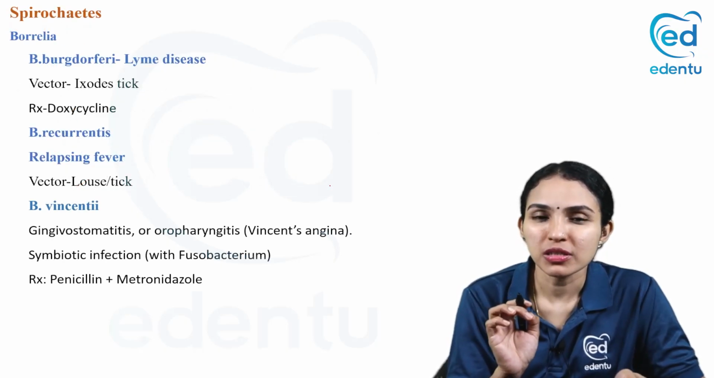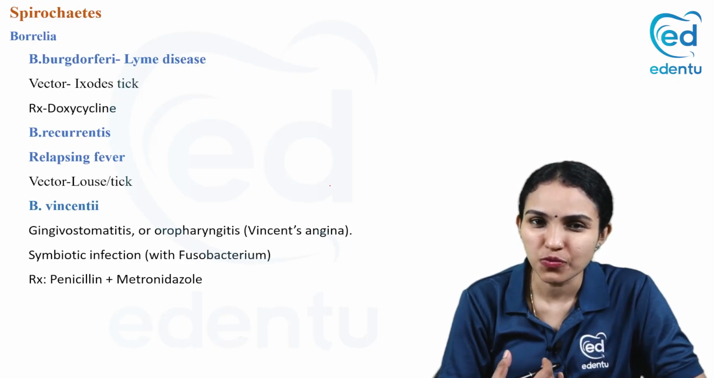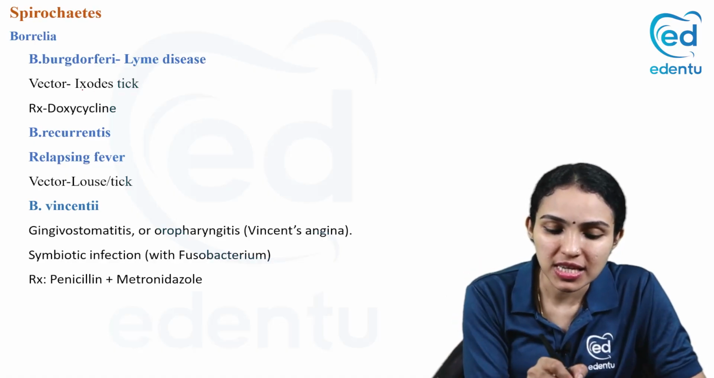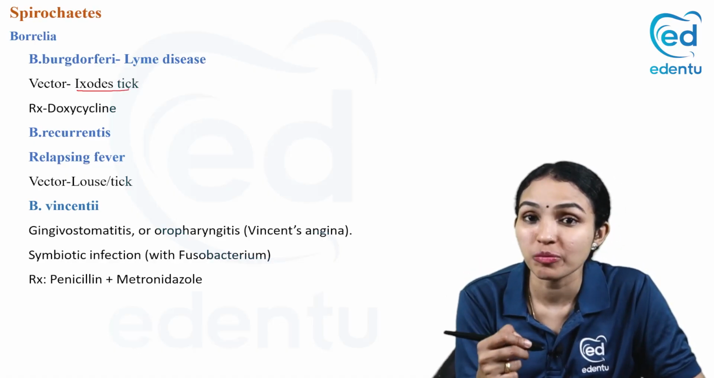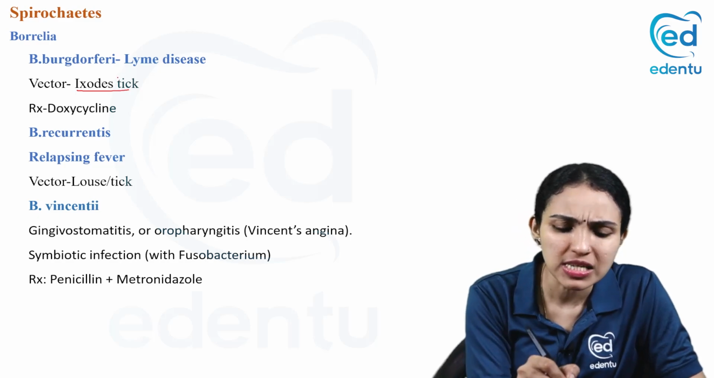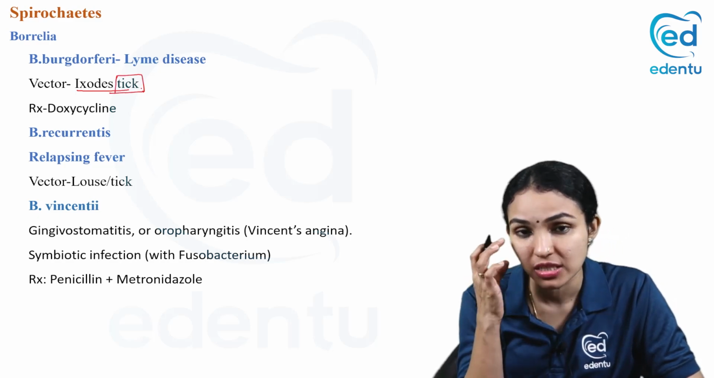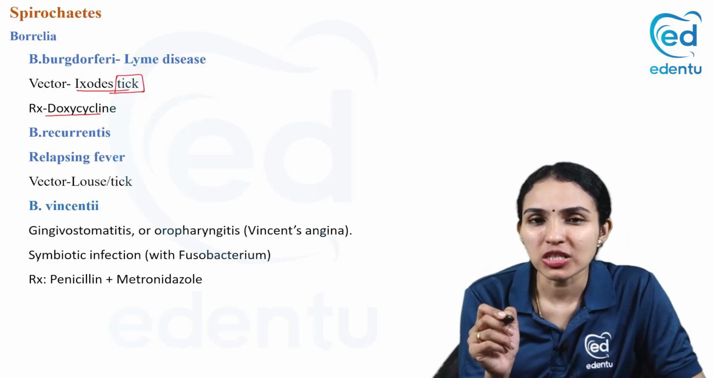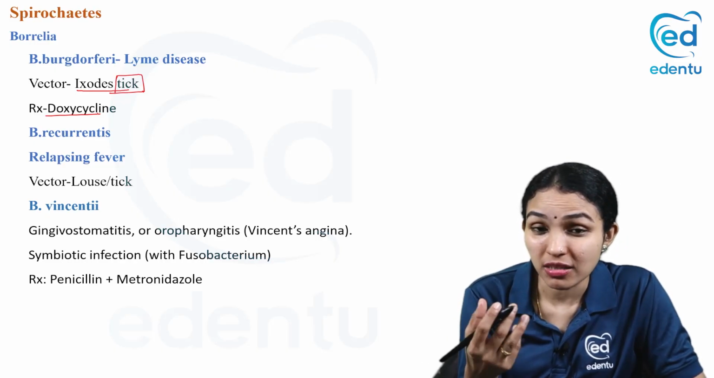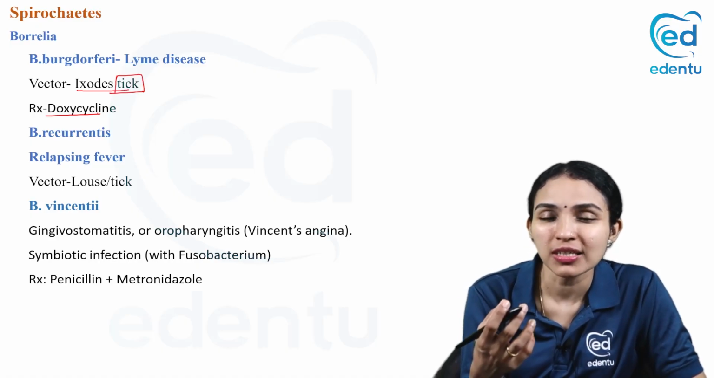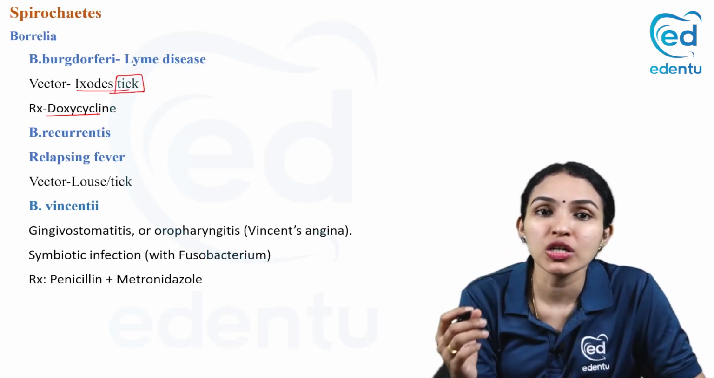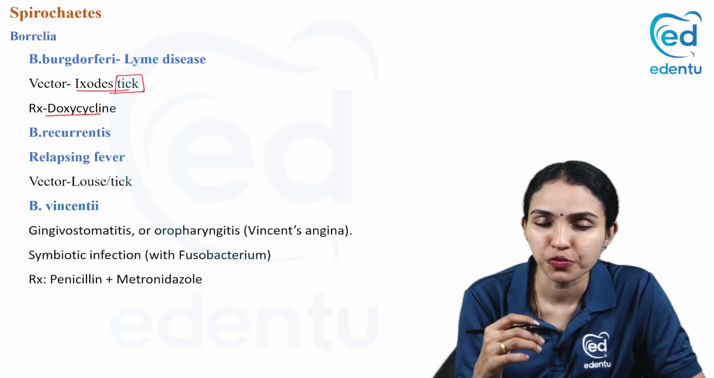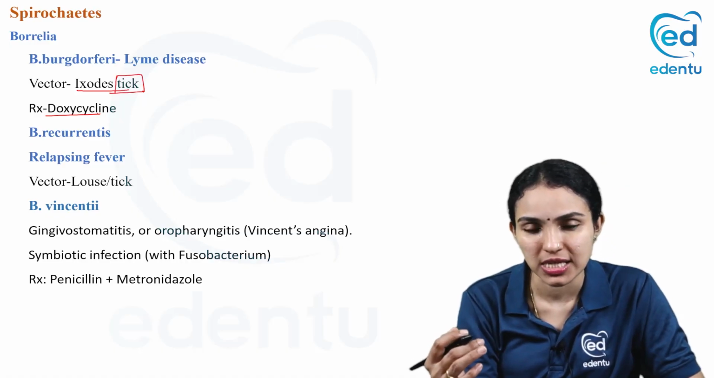We have to remember the causative agent of each of these conditions if this is asked for a short note. Lyme disease is caused by Borrelia burgdorferi and the vector is the Ixodes tick. You get the infection from a tick bite. At least remember this is tick borne. The treatment for Lyme disease is doxycycline. The patient will present with fever, then arthritis, severe joint pain, arthralgia, and in later stages they can have neurological manifestations also. So Lyme disease is caused by Borrelia burgdorferi, the vector is a tick, and treatment is doxycycline.